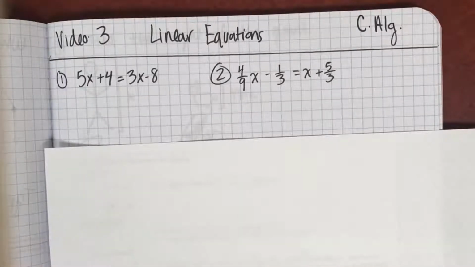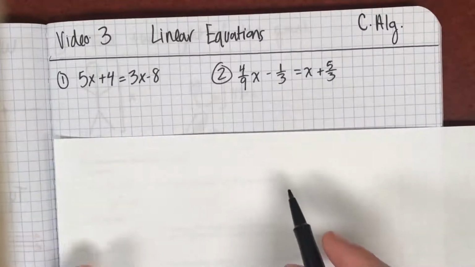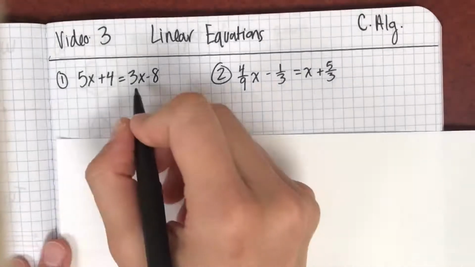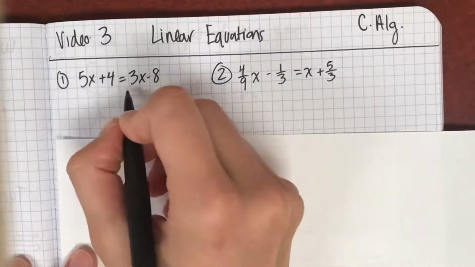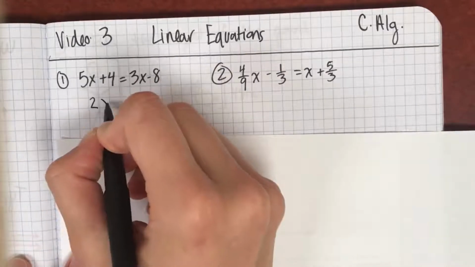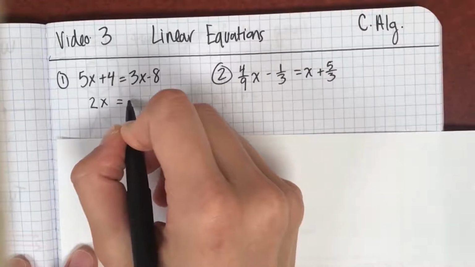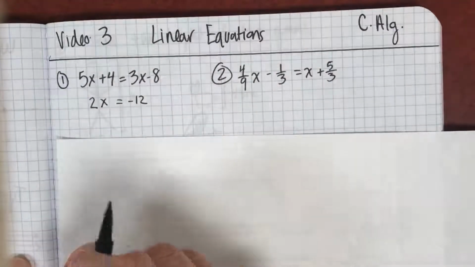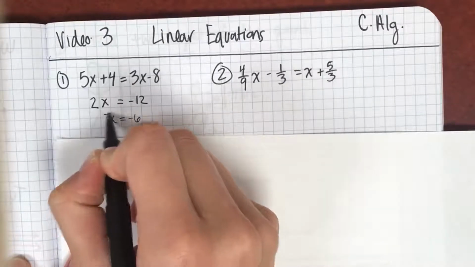Alright, this is video 3 for College Algebra, and we're talking about linear equations. First we're just going to do two problems of solving a basic linear equation. Remember we need to get all of our x's on one side, so if I subtract my 3x and I subtract my 4 to the other side, I get 2x equals negative 12. Divide by 2 and we get x equals negative 6.